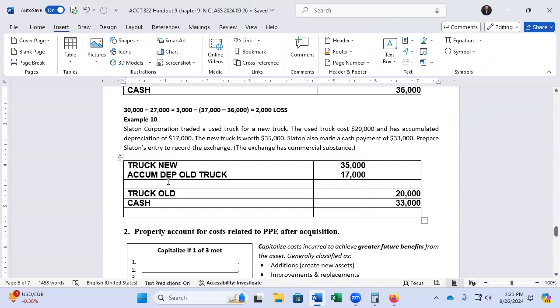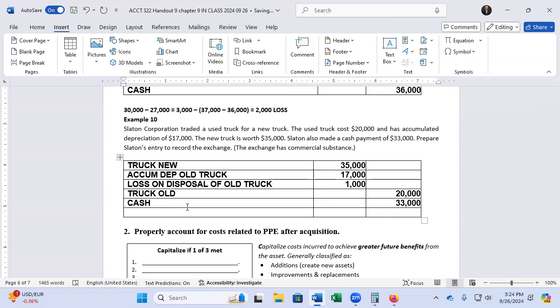So the easiest way to do it is to say, listen, I know I got all this other stuff right, and I'm short 1,000 on the debit side. And so that's my loss on disposal of old truck.